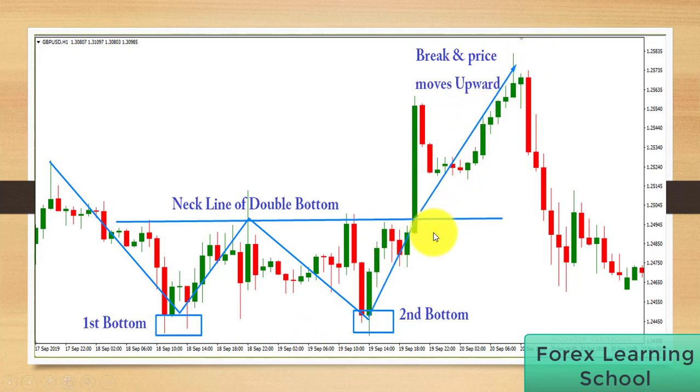Look at the double bottom chart pattern example. As mentioned, this is pretty much the same situation as the double top, but this time the price action starts with a bearish trend, which gets reversed into a fresh bullish move.